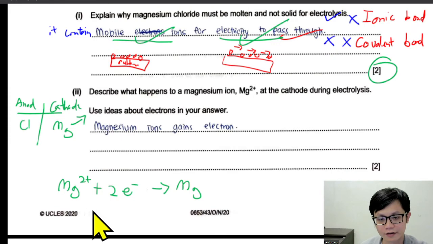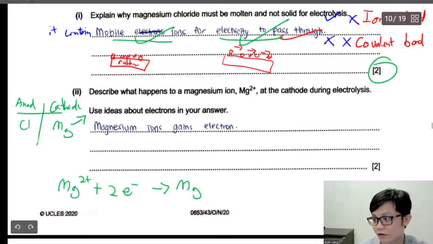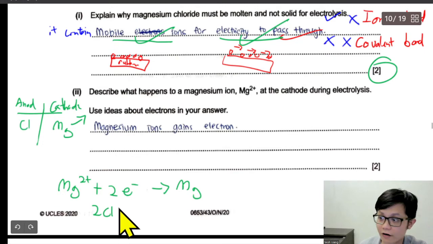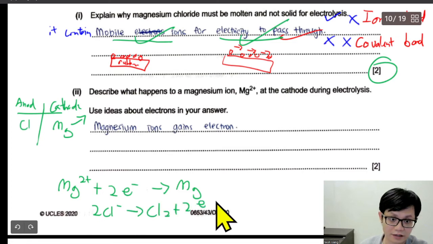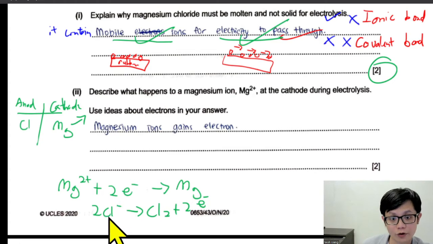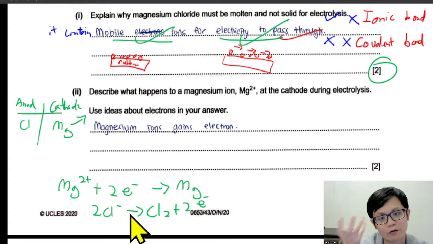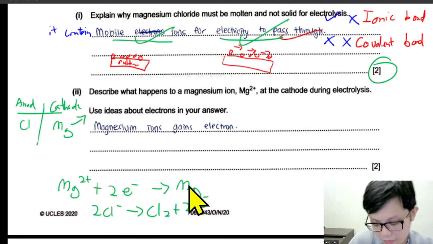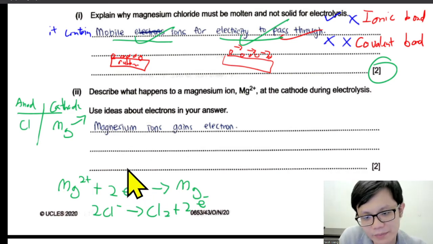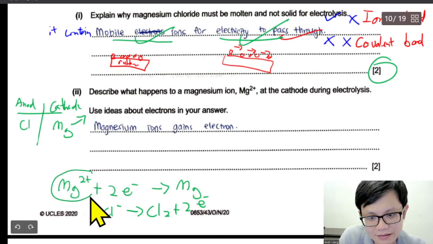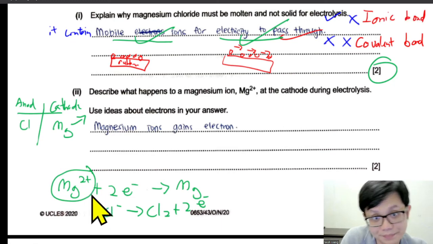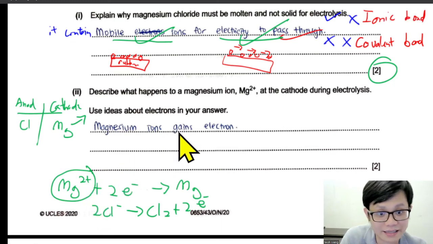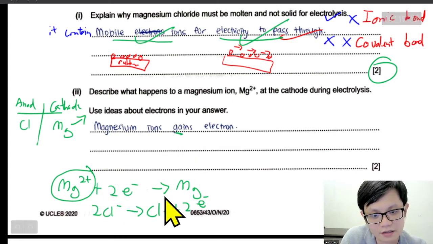Okay, and for the chlorine, the half equation will be 2Cl- gives Cl2 plus 2 electrons. So one will gain 2 electrons, another one will donate 2 electrons. Sure, one gains 2 electrons, another one must donate 2 electrons. And because we discharge the magnesium already. Okay, so I think the easiest way to remember is if you see 2+, then you just remember it's gain electron. Very good. Plus 2e. This is for half equation.